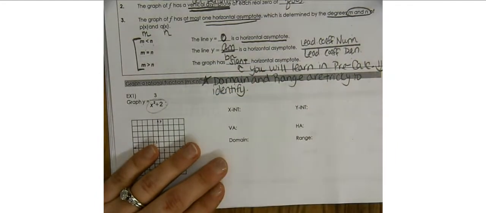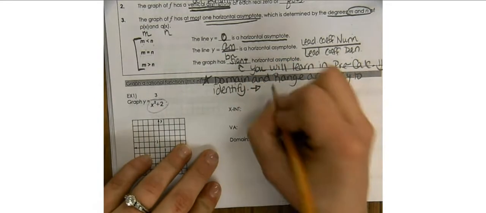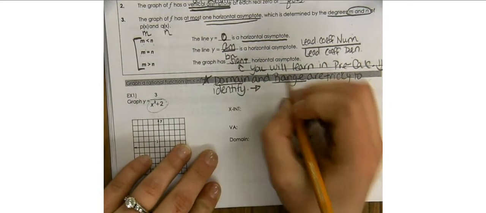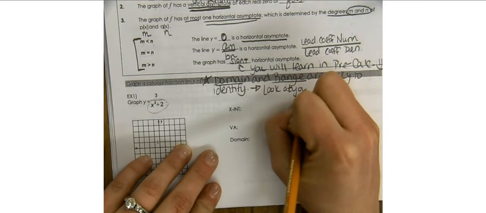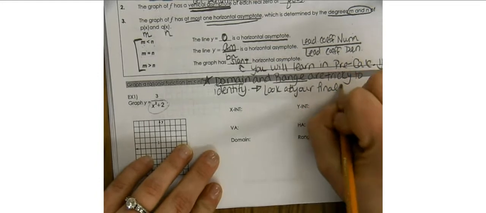No big deal though. How do you handle the trickiness of the domain and range? Well, you identify it last. You need to look at your graph and actually graph all of your information first and then determine your domain and range. So what I'm going to say is, in order for you to identify your domain and range, look at your final graph. And then decide what your domain and range are actually going to be, because it's going to be different than what we had last time.